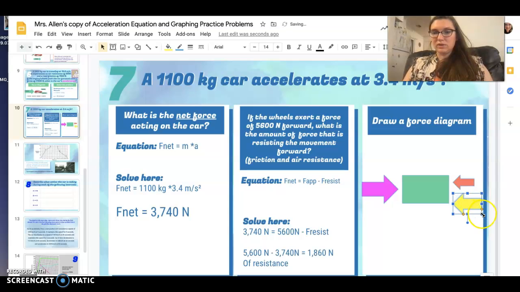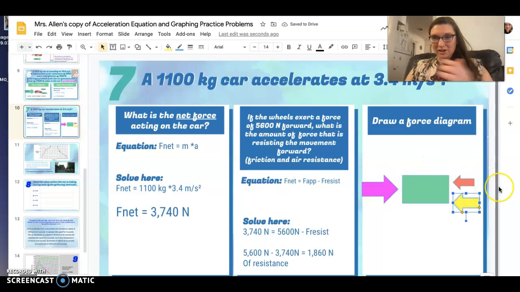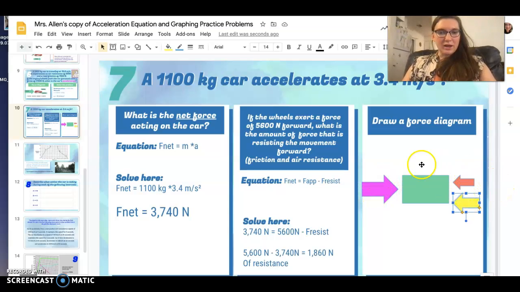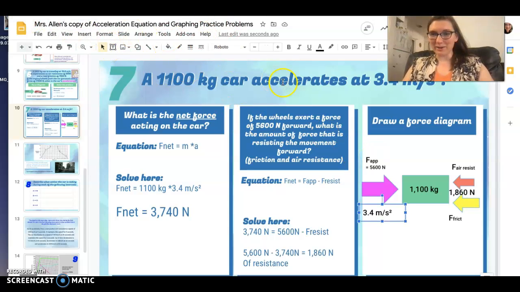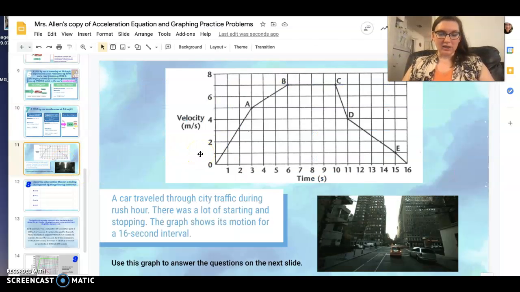So these two added together are still smaller than this one, and that's why the car is moving forward. Okay, and yes, we should label them. So here we go. Okay, I think I put all the arrows on there that I'd want you to put on there. We got our forces labeled with the amount of force that's there. I even labeled the mass of the object and the acceleration going the direction that it's going. So let's take a look at number 8, the graph.